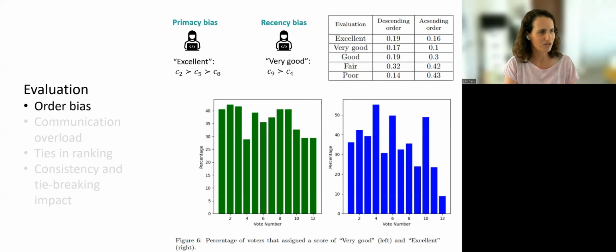And I also looked at the project number. This is the project number and the percentage of voters that gave this project a certain grade. So this is very good, like how many people gave a very good to project 1, to project 2, to project 3, to project 4, because I was afraid that maybe as time goes by, by the time you reach the last project, you don't give a grade of very good anymore. And this is the same, but for a grade of excellent.